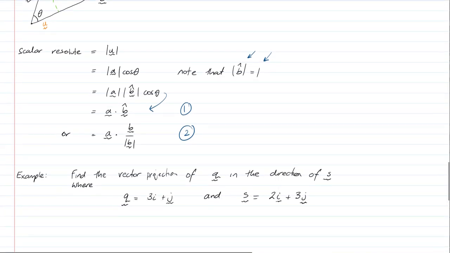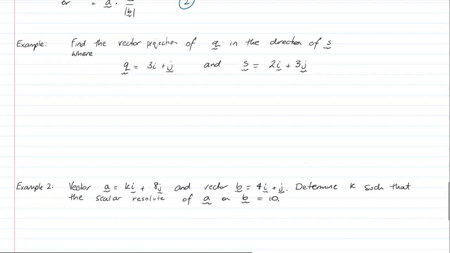Okay, an example. Let's find the vector projection of Q in the direction of S, where Q is 3i plus j and S is 2i plus 3j. So this is an example of a vector projection. So the vector projection formula, you remember, is that U, our vector projection, is equal to, in this case, Q dot S over S dot S. And remember, when we developed this, it was the vector projection of A onto B. In this case, it's Q onto S, so our Q is our A and S is our B. And then we multiply this by the S vector.